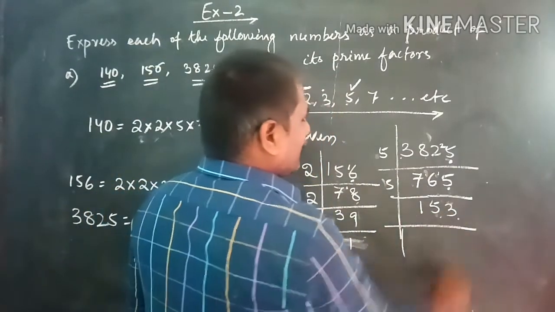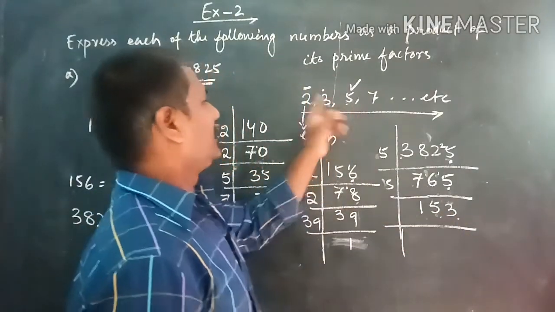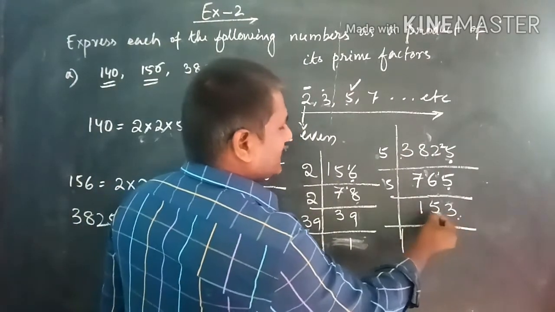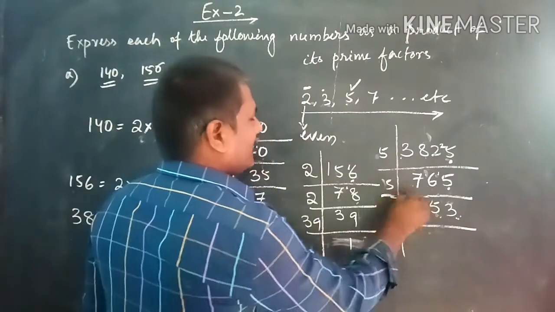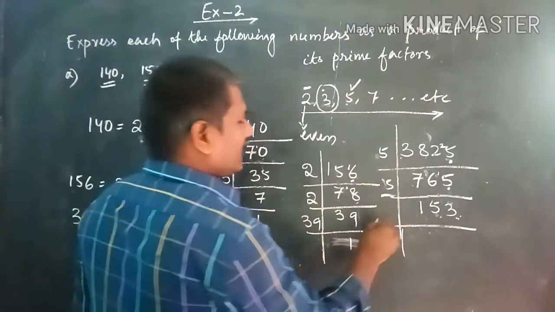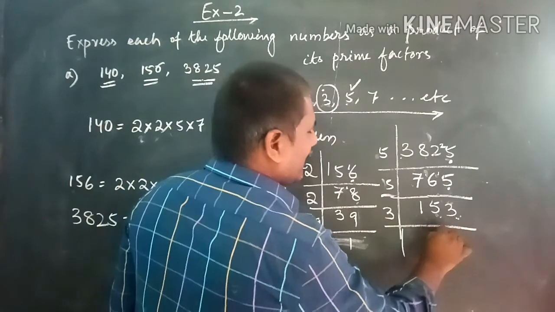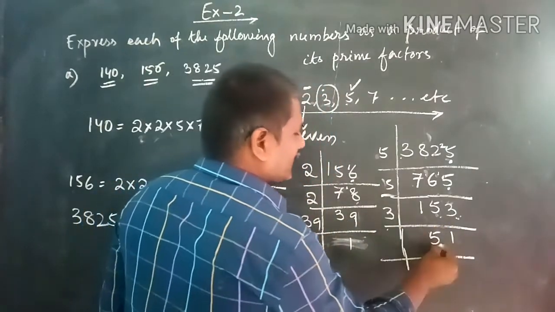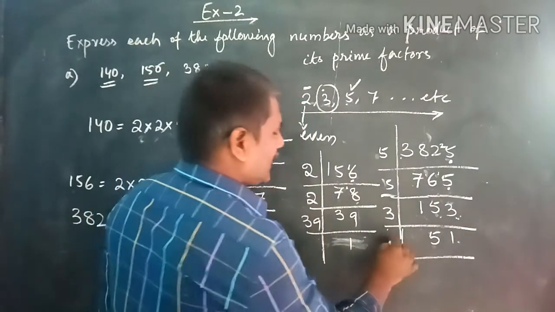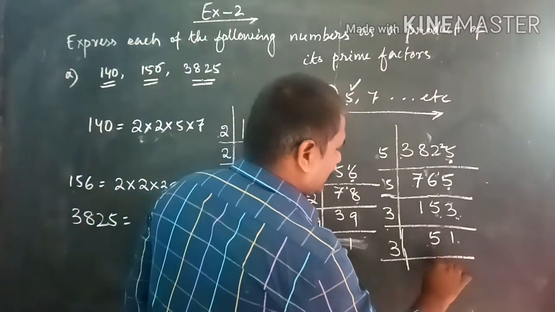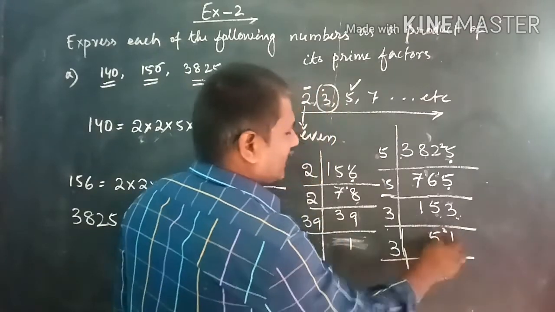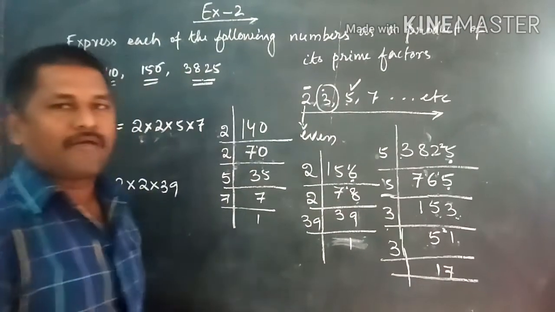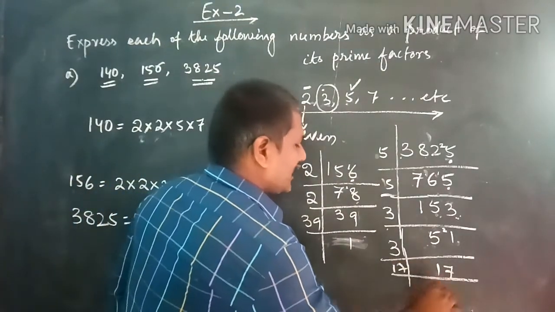Now 153 is not divisible by 5. You can take 3, because the sum of all digits is divisible by 3. Look here, 1 plus 5 plus 3 is 9, so 153 is obviously divisible by 3. 3 5 is 15, 3 1 is 3. Now 51 is also divisible by 3, because the sum of 5 and 1 is 6. 3 1 is 3, the remainder is 2. It is 21 now. 3 7 is 21. Now the last one is 17. 17 is a prime number, so 17 1 is 17.